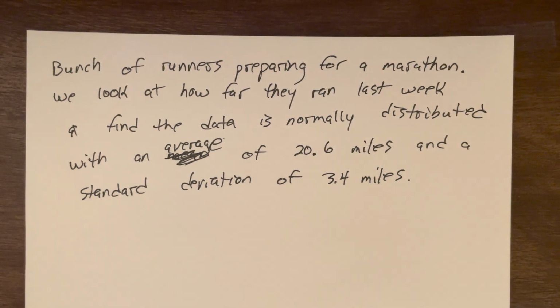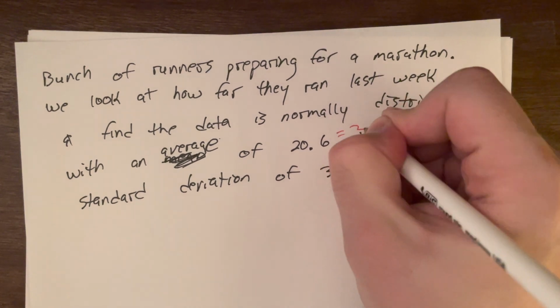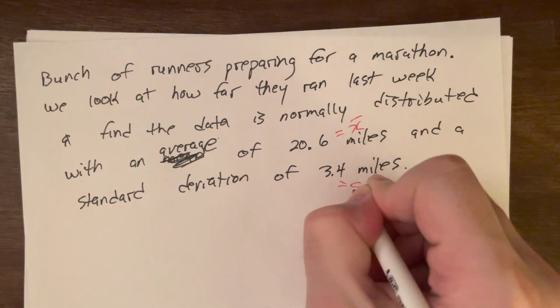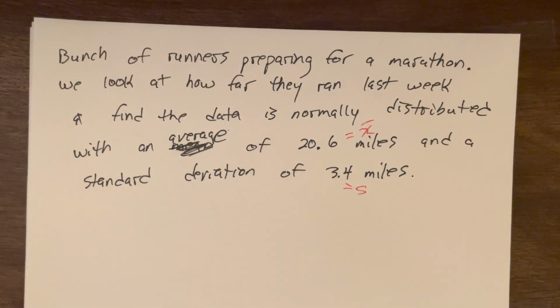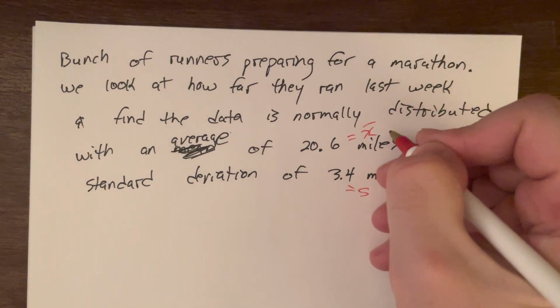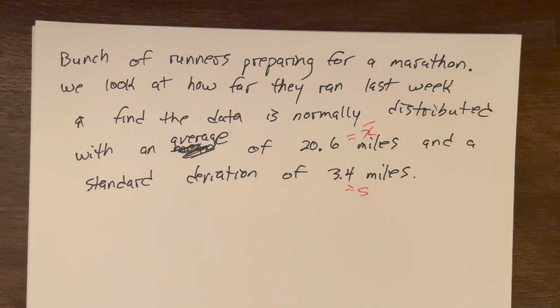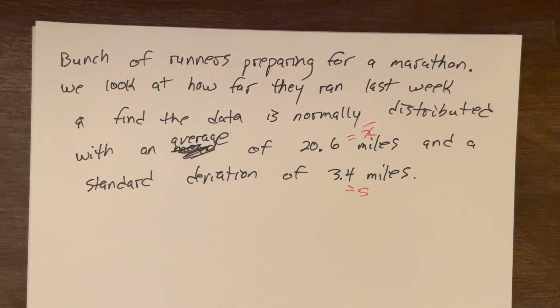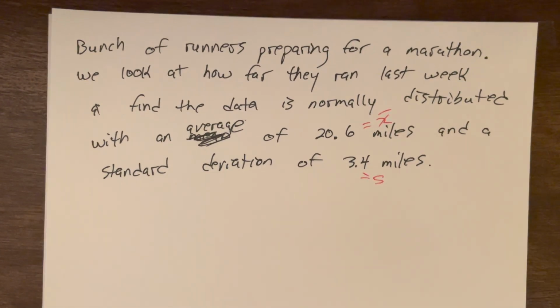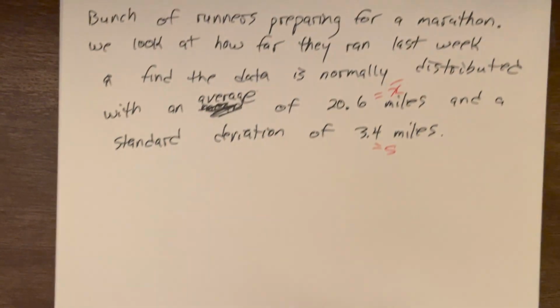And again, already notice your notation. So there's your X bar. There's your S. Again, we're just thinking of sample. Population would be mu and sigma. But this is just a bunch of runners. It's not all runners. So that's why it's just a sample. But now we could start asking some questions.